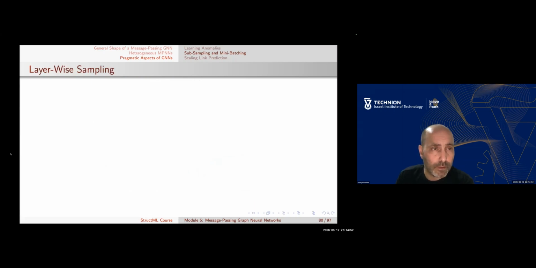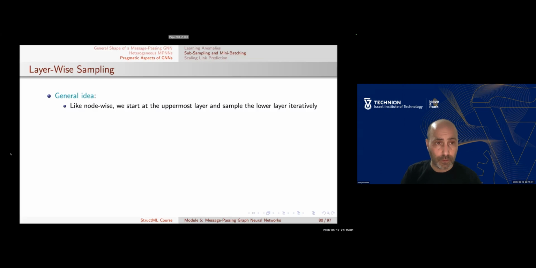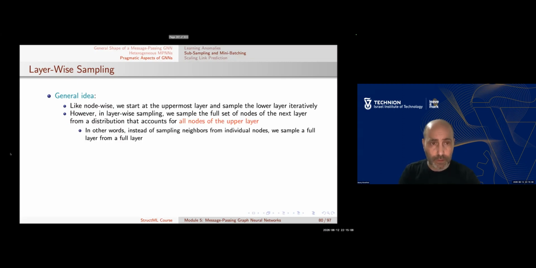Okay, now let's talk about layer-wise sampling. We talked about node-wise sampling, where we start from a node and produce neighborhoods from that. Let's talk about layer-wise sampling. And the idea is again that for every layer we compute the nodes from that layer, but unlike node-wise, in layer-wise we use the full set of nodes in the layer to compute the lower set of nodes for the lower layers. Okay, so what's the difference?